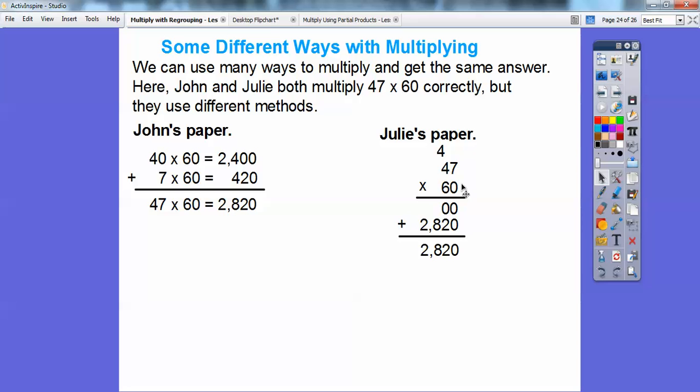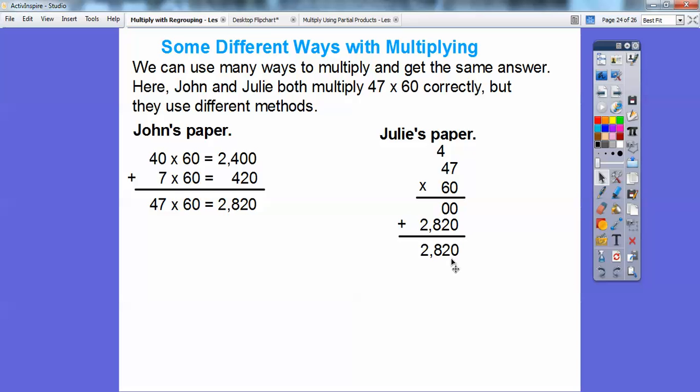Julie multiplied by stacking the numbers together, and then she noticed that 60 ends in a 0, so she can just add two zeros right here and then go ahead and start multiplying the tens. 6 tens times 7 gives her 420 tens. So here's her 2. She carried that 4 up here. Here's the 420 tens. And then she did 6 tens times 4 tens. 6 times 4 is 24. So 24 plus the 4 up there is going to be 28. So 28 with the 20 right there. So 2820 right there. And then she added those together and got 2,820.